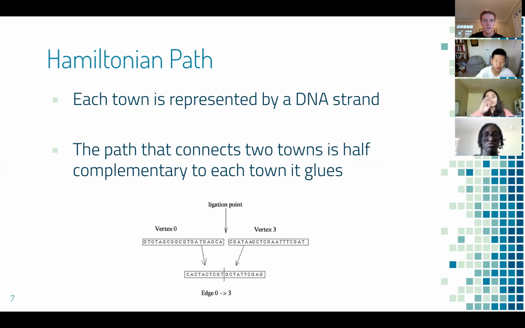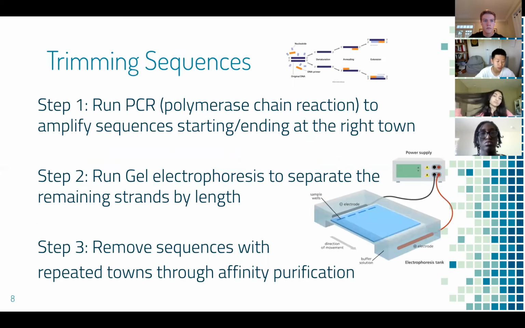And now we have to move on to trimming these sequences, because not all these sequences are correct sequences. So the first step is to run PCR, which is polymerase chain reaction, to amplify the sequences that are starting and ending at the right town only.